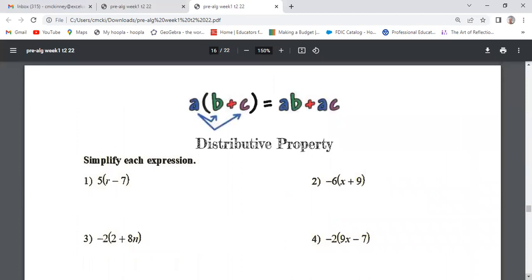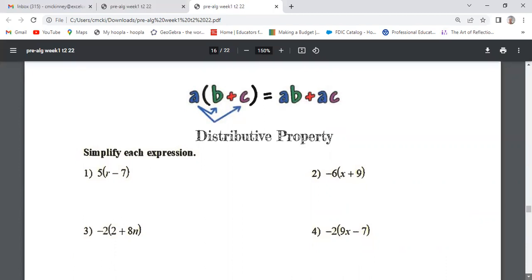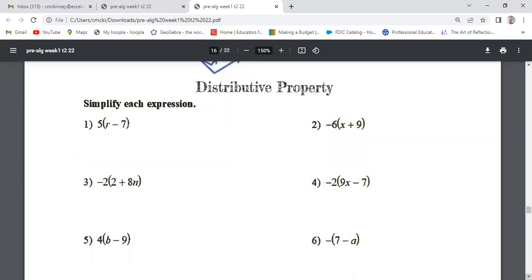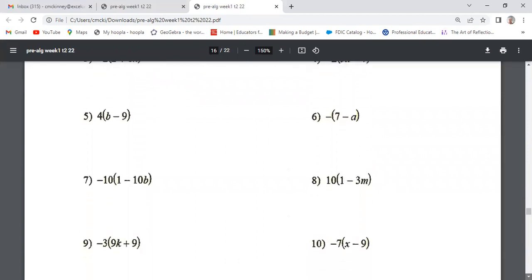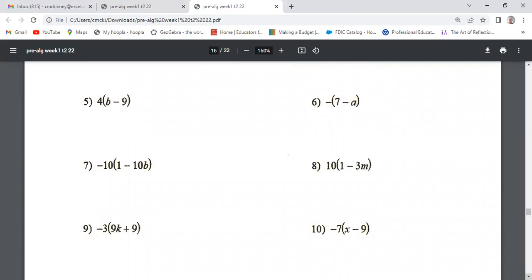And so now you see you have some practice. Again, the directions will say simplify. So some of them you are just distributing. I do want to point out number 6 because we did not have an example like that. So number 6, there's just a negative sign. So we can think of that in a couple of ways.